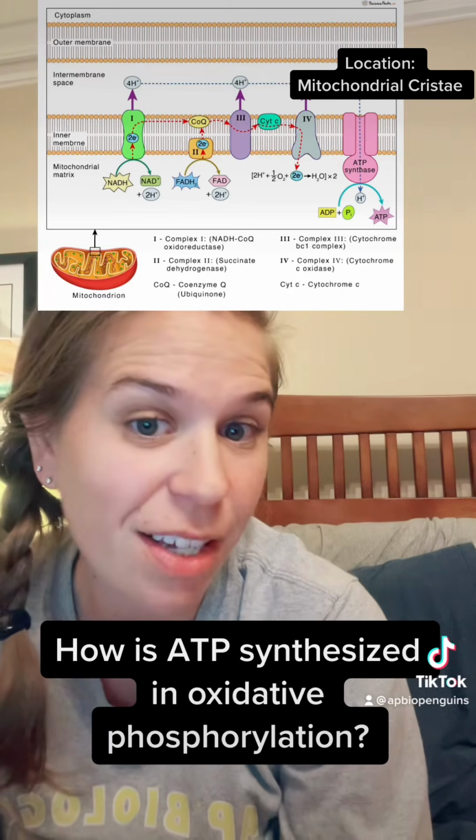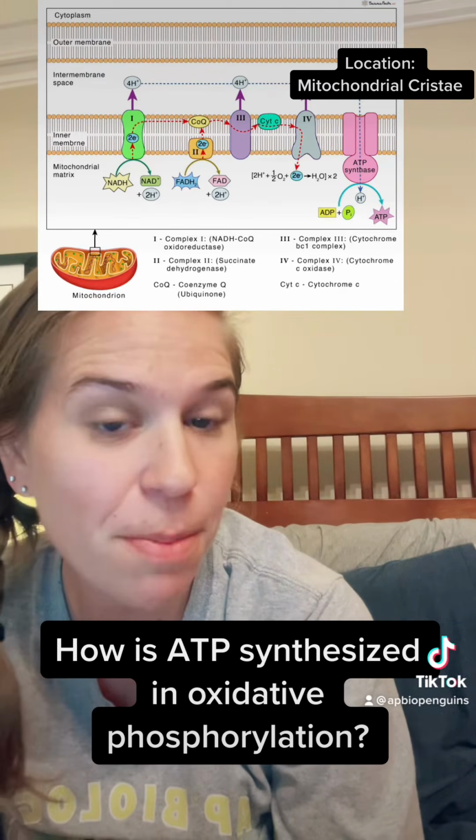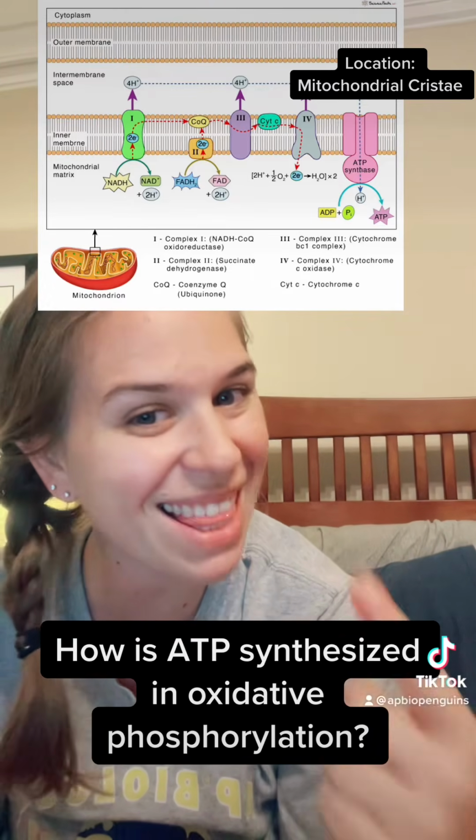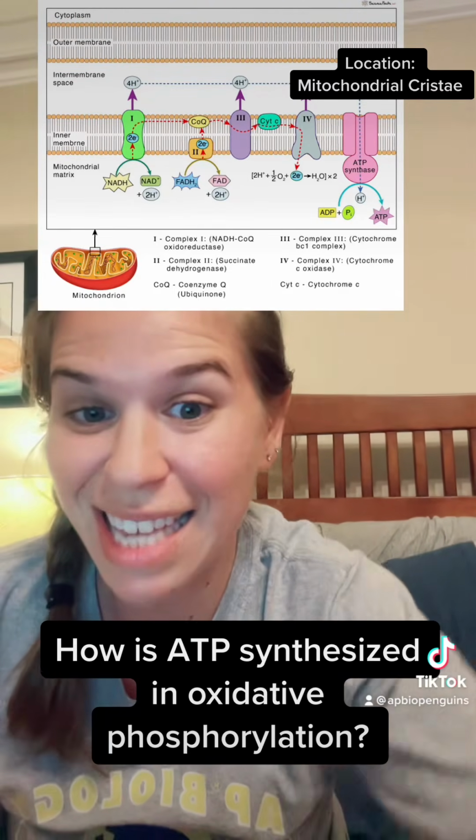The second part of oxidative phosphorylation is something called chemiosmosis. Chemiosmosis is where we're going to use that proton gradient. We're going to run it through ATP synthase so that it's going to be able to synthesize ATP.